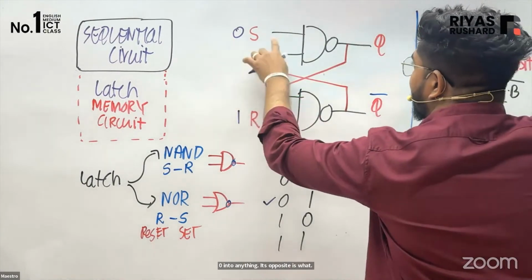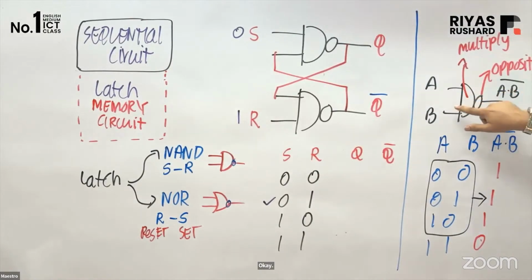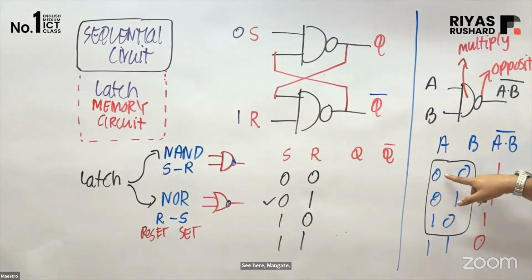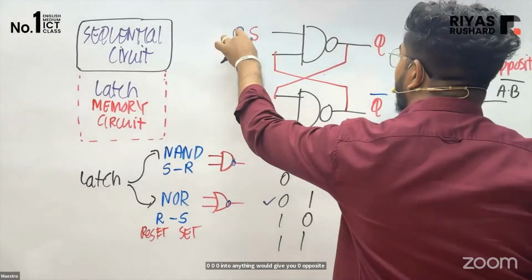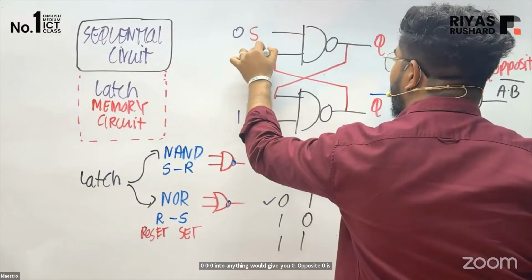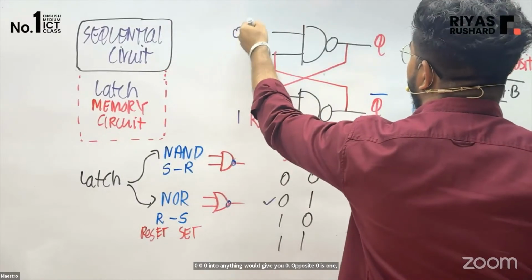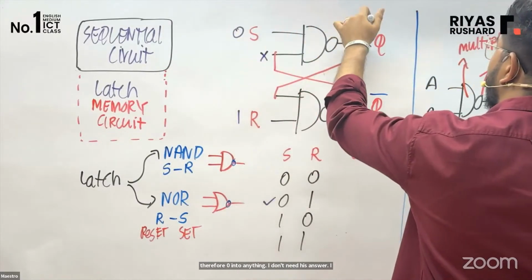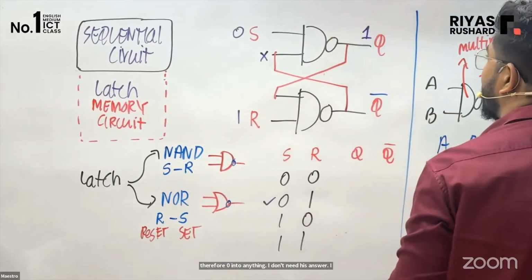Okay. See here, NAND gate. 0, 0, 0. 0 into anything would give you 0. Opposite of 0 is 1. Therefore, 0 into anything, I don't need his answer. I'll just say X. 0 into anything, opposite is 1. Do you all agree with that?